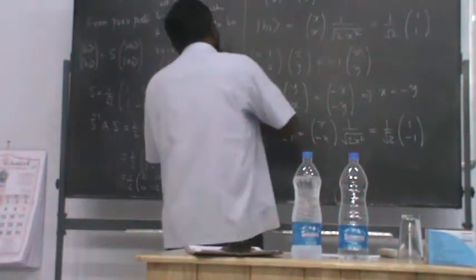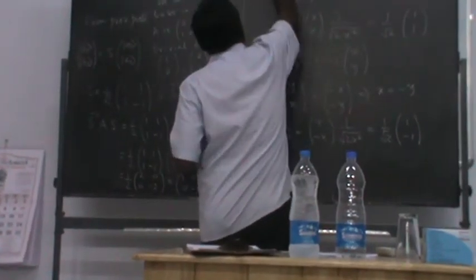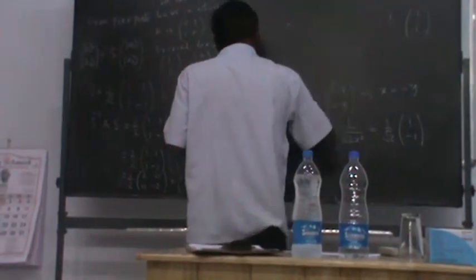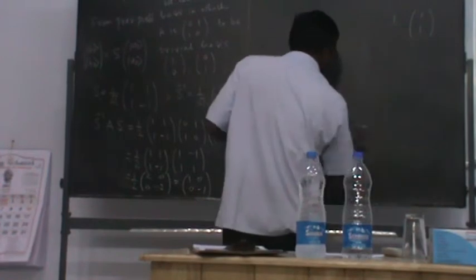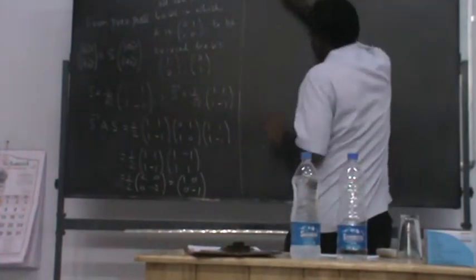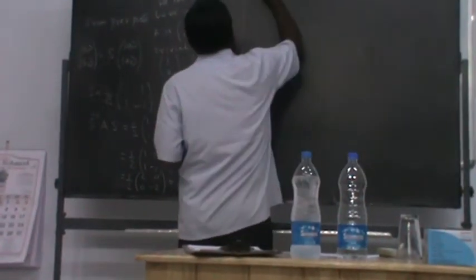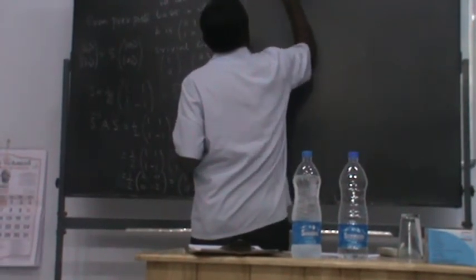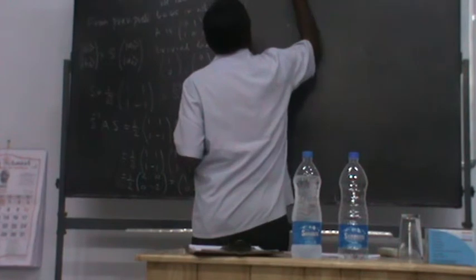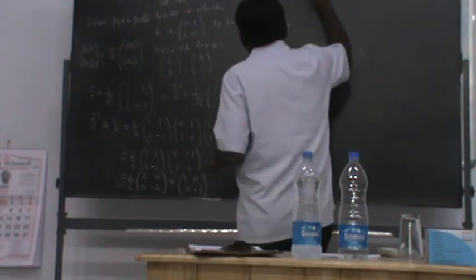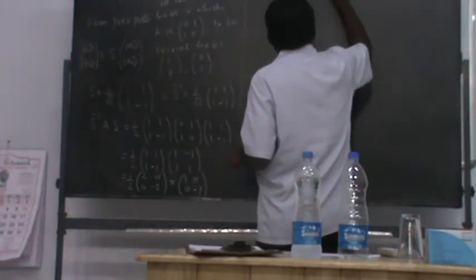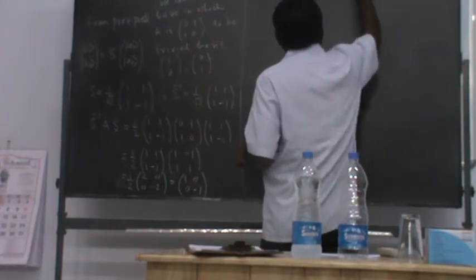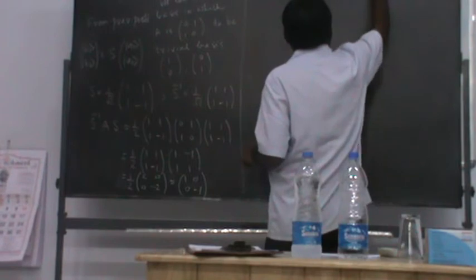Now if I want to calculate the square root of this matrix, all that I have to do is this. The square root of 0, 1, 1, 0, that is to the power half, is S times 1, 0, 0, minus 1 to the power half, times S inverse.